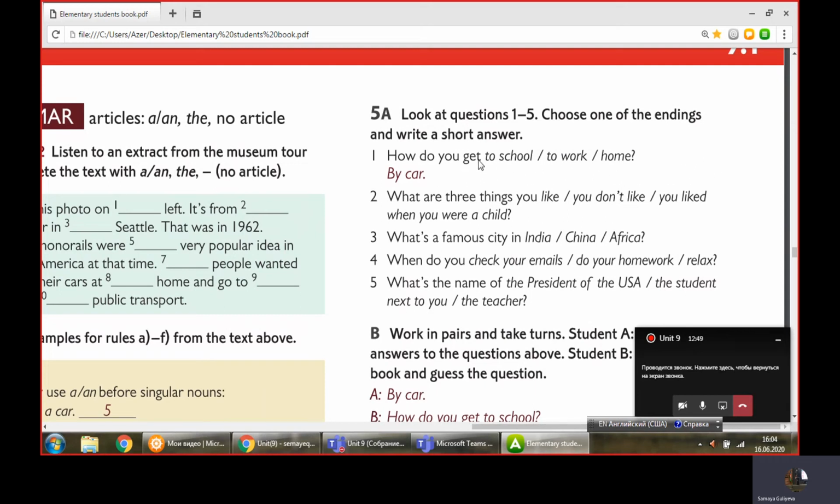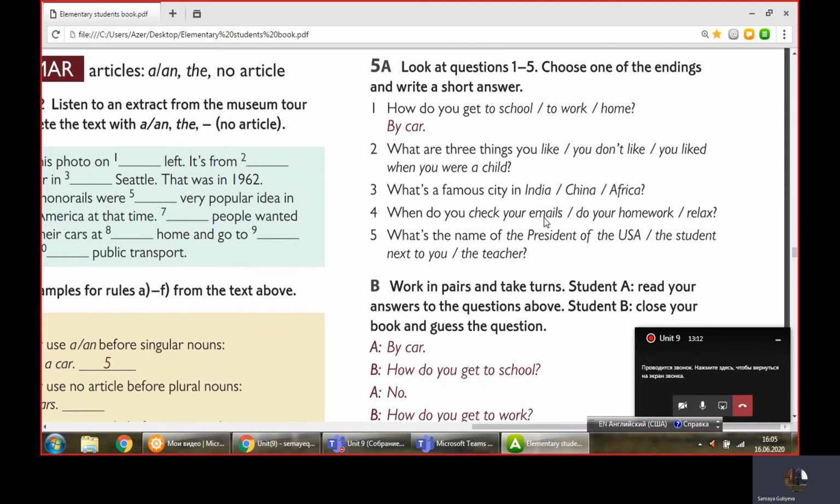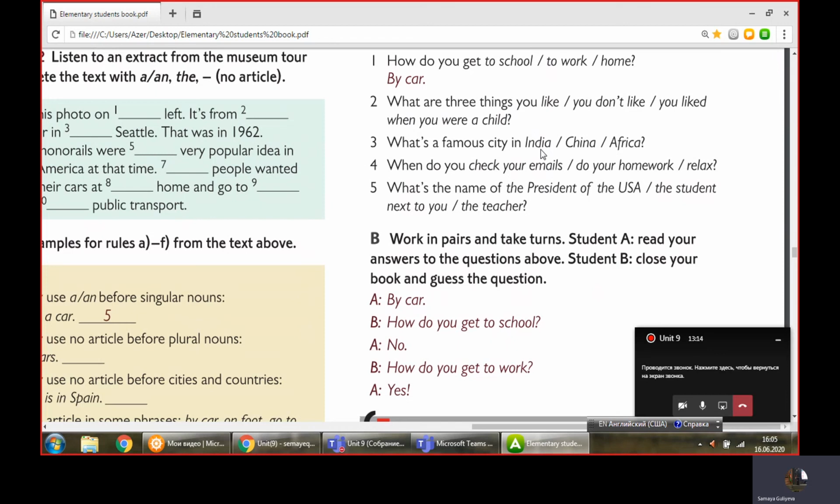For example, how do you get to school? And your answer could be like this: I get to school by car. And you can only choose one alternative. What are three things you like? For example, I like reading, traveling, and collecting stamps. What is a famous city in India? The famous city in India is Delhi or Mumbai.